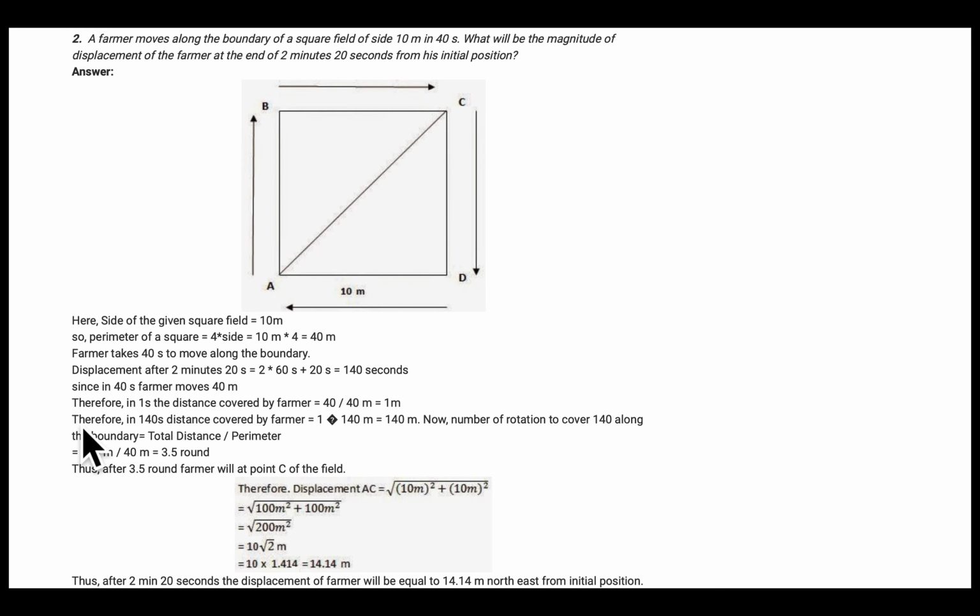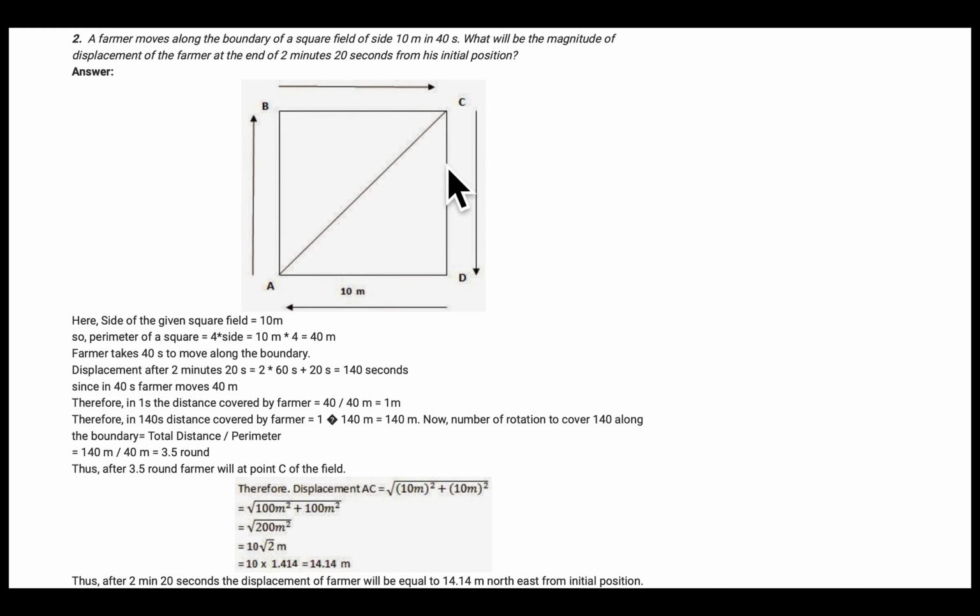So how we will write? We will write that since in 40 seconds farmer moves 40 meter, the distance covered by the farmer in 1 second will be 40 upon 40. So distance covered in 140 seconds is equal to 140 meter. The number of rounds is equal to total distance upon perimeter, that is 140 upon 40, equal to 3.5 rounds. So its final position will be C. Initial position is A, final position is C. So we have to calculate the displacement, means distance of A and C.